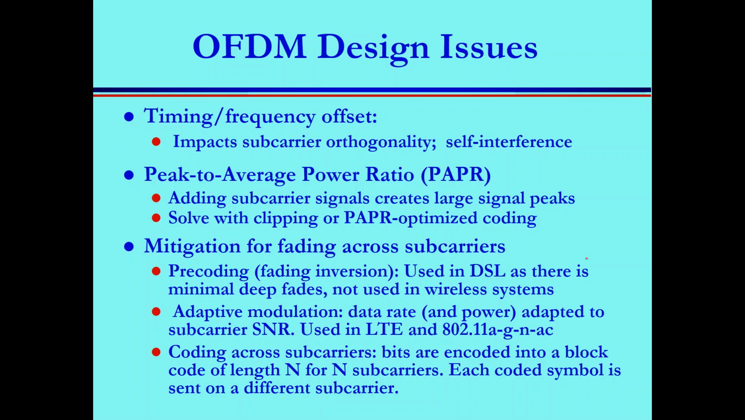First, OFDM suffers from timing and frequency offset, because this impacts the orthogonality between the subcarriers, and we call this self-interference. Everybody remembers with me the carriers of OFDM? They are orthogonal to each other. Now, any misalignment, any slight deviation, whatever small it is, it kills your orthogonality.